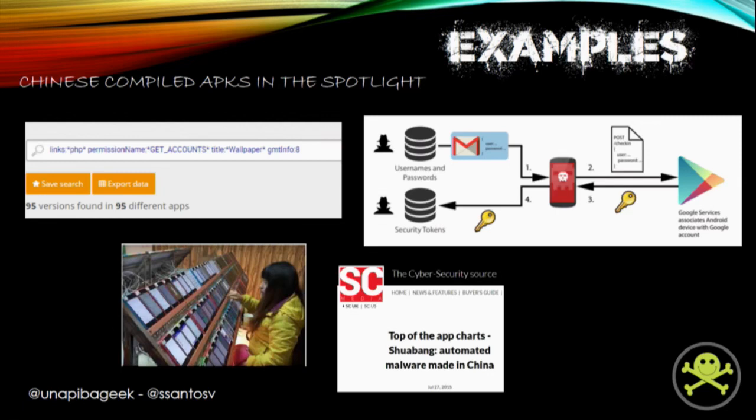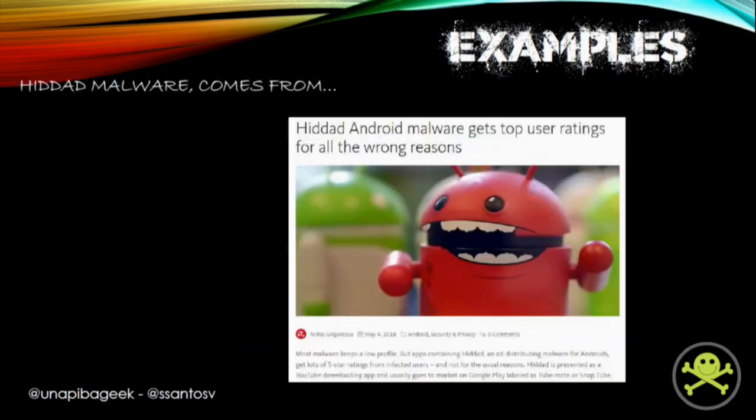This is called Shuaban. Well, we found it focusing on this bug, GMT plus 8, which is China, and some other things like connecting to a PHP command and control, having this get accounts permission, and hiding behind wallpaper applications. Focusing on that, we were able to find and define this malware. And we alerted Google Play and they removed it, and it was quite nice to research. That's all malware that comes from China.